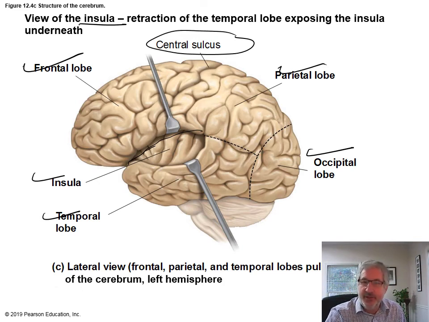You notice there's just a dashed line here for what separates the occipital lobe from the parietal lobe. And we'll see where that actual fissure is when we look at the medial view of the brain. Sorry, I'm getting ahead of myself. So we have the four lobes of the brain: frontal, parietal, occipital, and temporal, and the insula that you can see when you pull apart the lateral fissure.